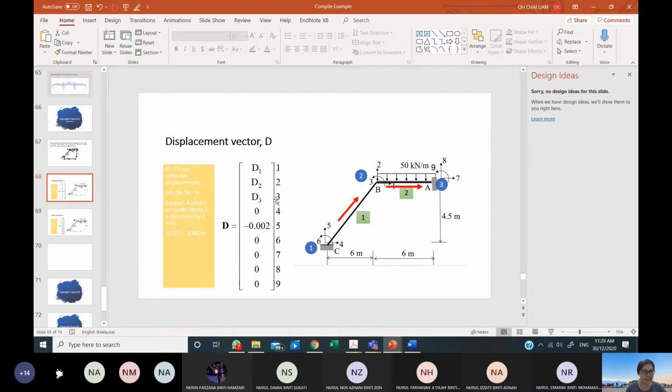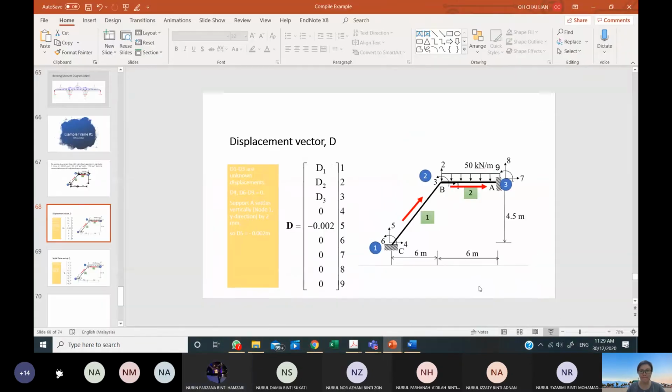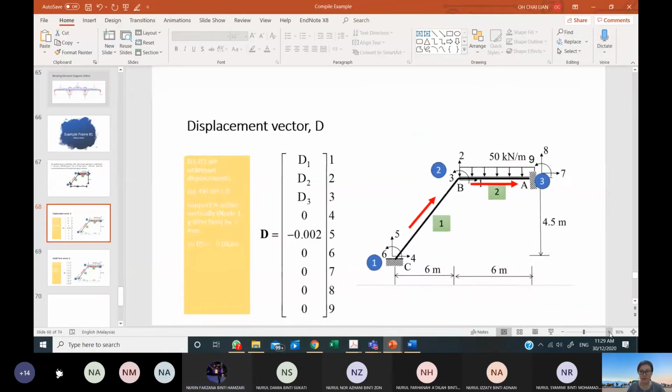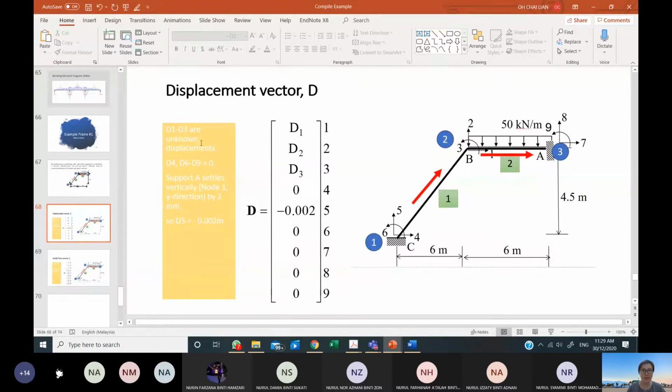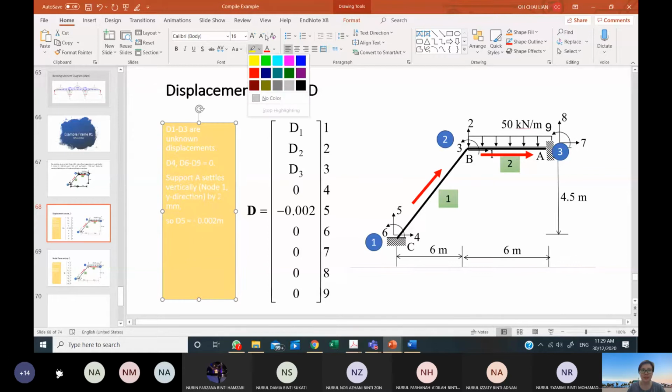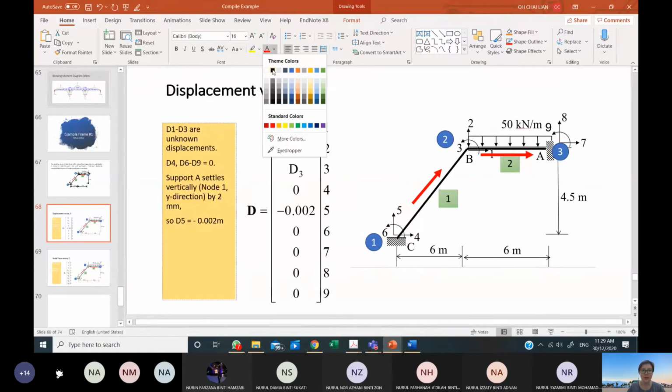Okay, are you ready? Can we try? Yes. Okay, so I'm sorry I cannot put a full screen because I want to edit the things. So now we know that I have written some statements here, but you no need to write in your solution. Okay, just for you to know. D1 to D3 are unknown displacements.